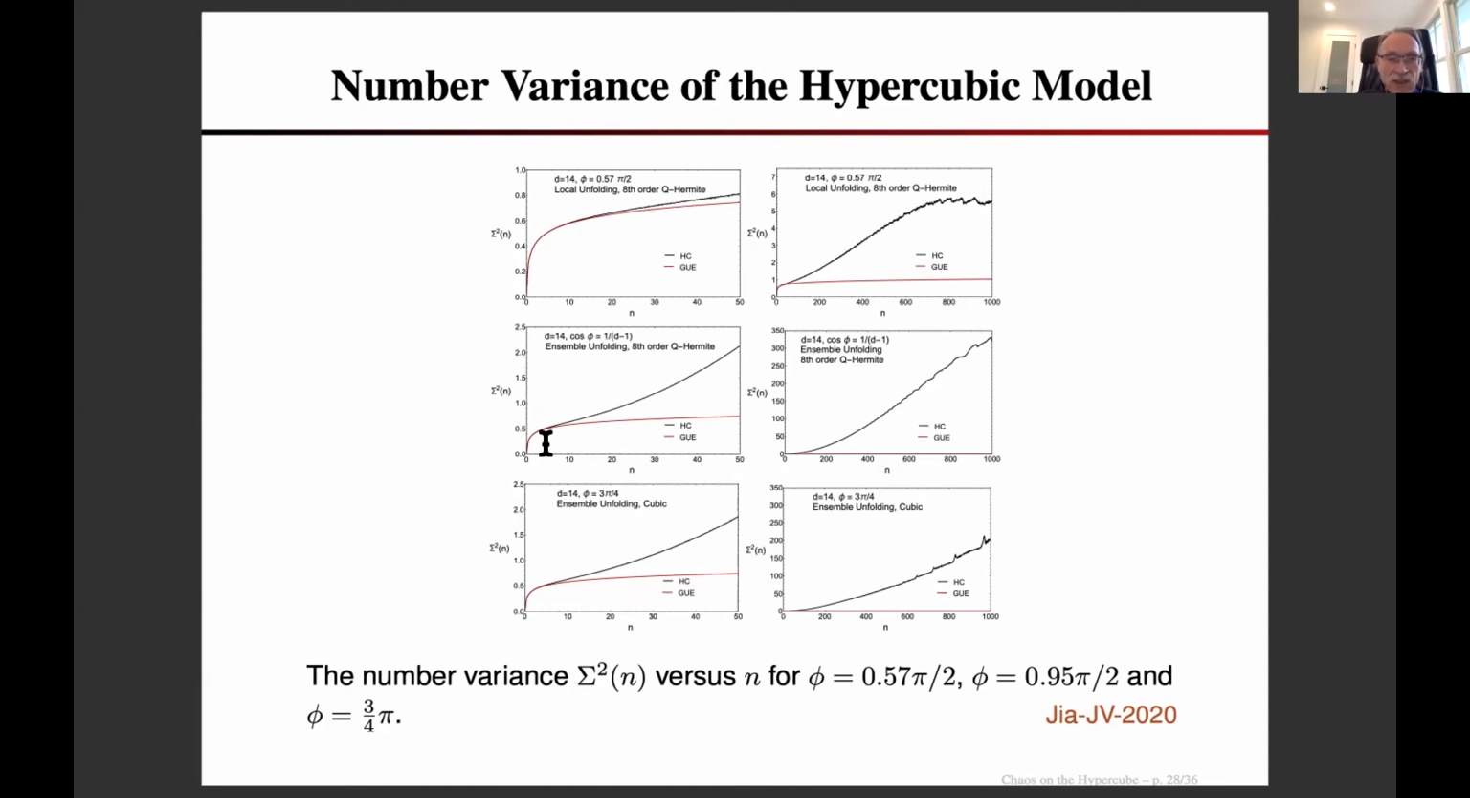This is the semicircle case. The deviation becomes larger, I think also because there's a transition to two bands, and at large distance you see a larger deviation. Also in the two-band case, there's still good agreement with random matrix theory.